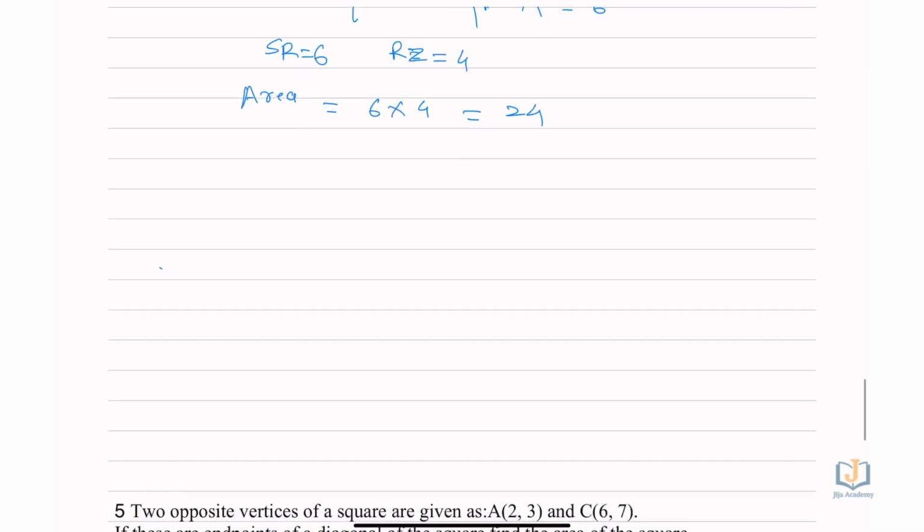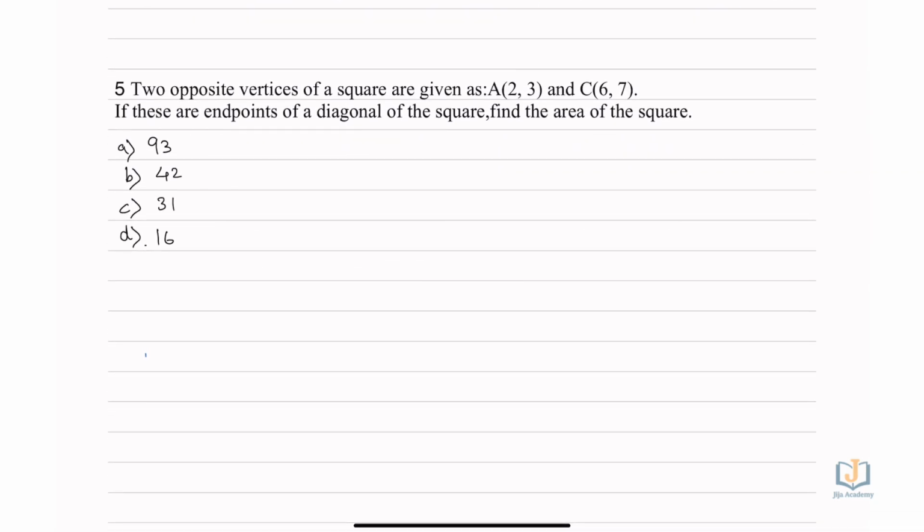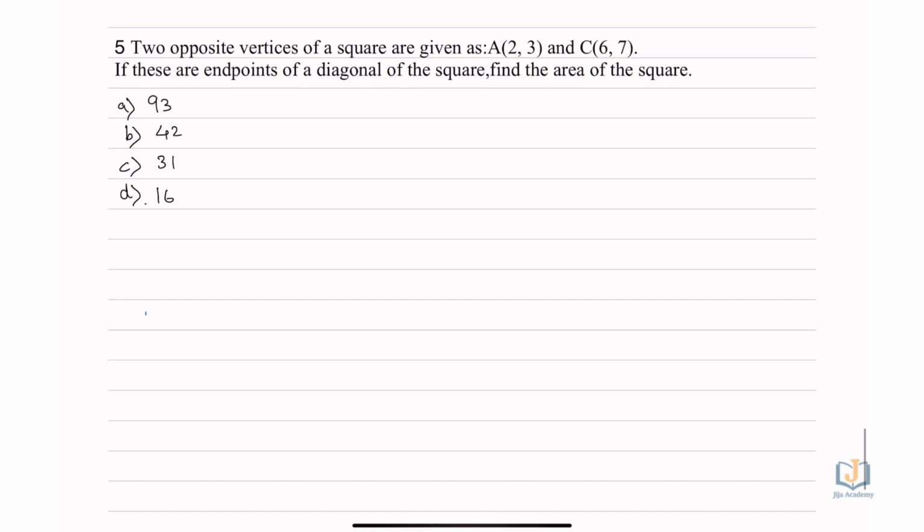Moving to the next problem. Next problem is the two opposite vertices of a square are given as A 2, 3 and C 6, 7. If these are the endpoints of diagonal of square, find the area of the square. So here they are given, this is the square. This is A 2, 3 and A, B, C, D, and this is 6, 7, so this is the diagonal.